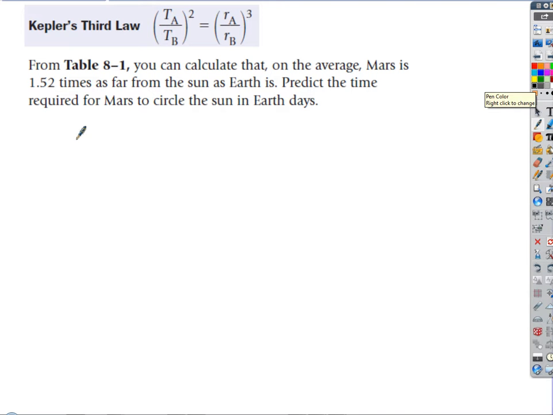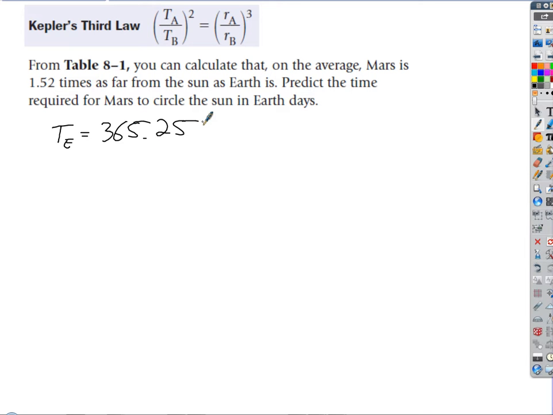So the period of Earth, that's B, right? So the period of Earth is going to equal how many days? 365. 365 and a quarter, 365 roughly. Yeah.